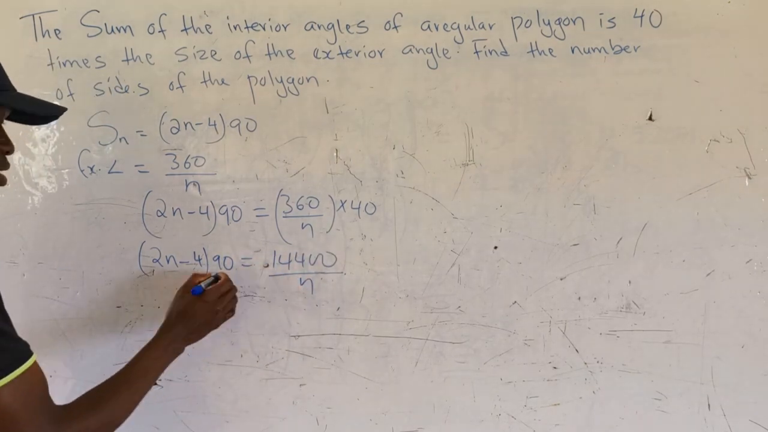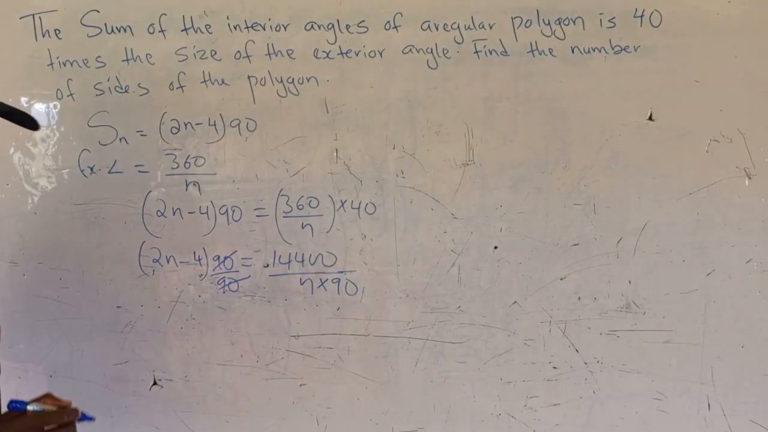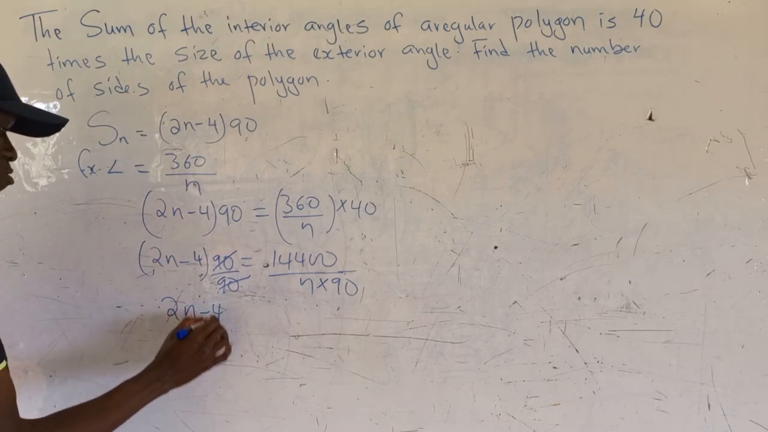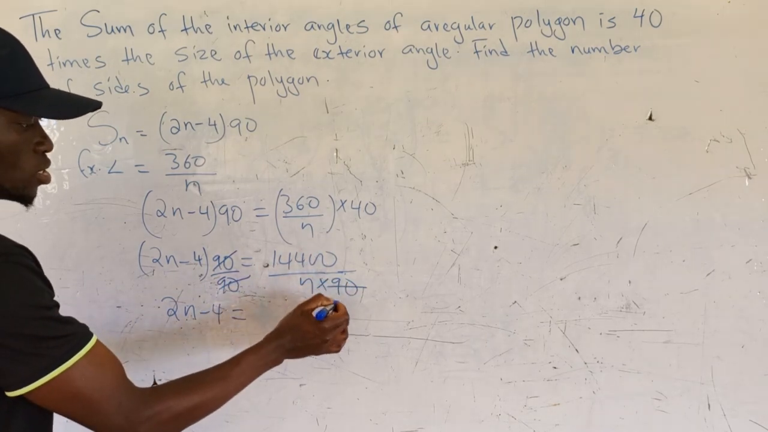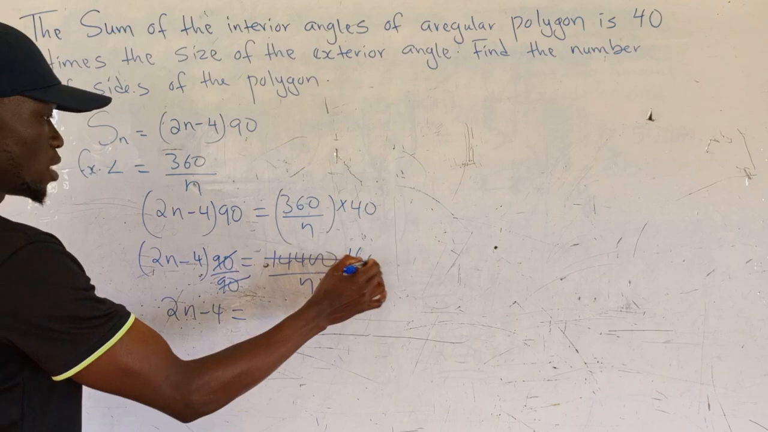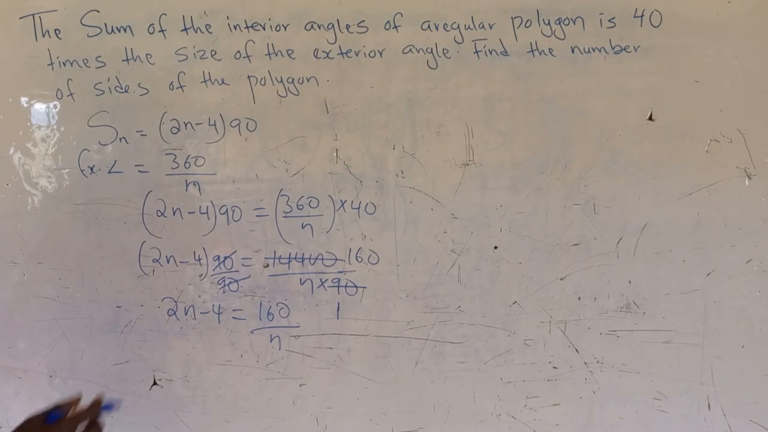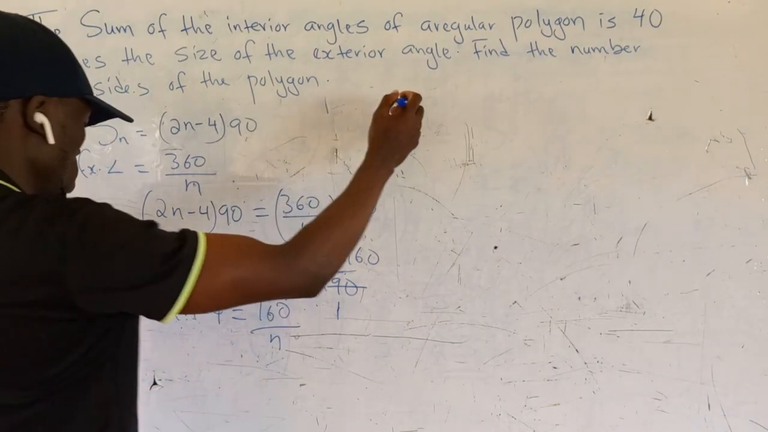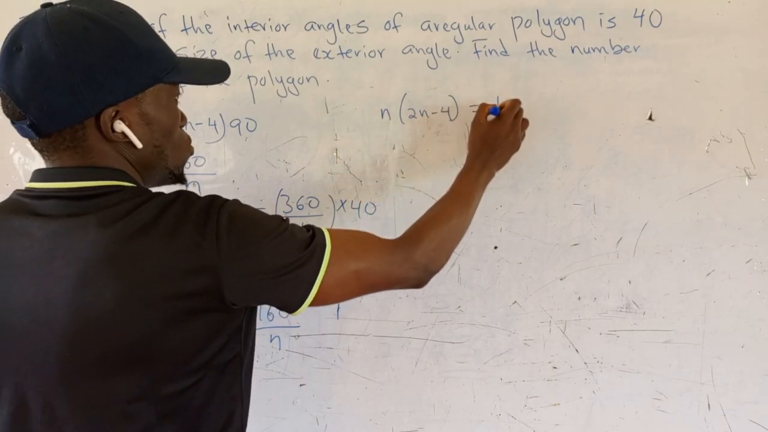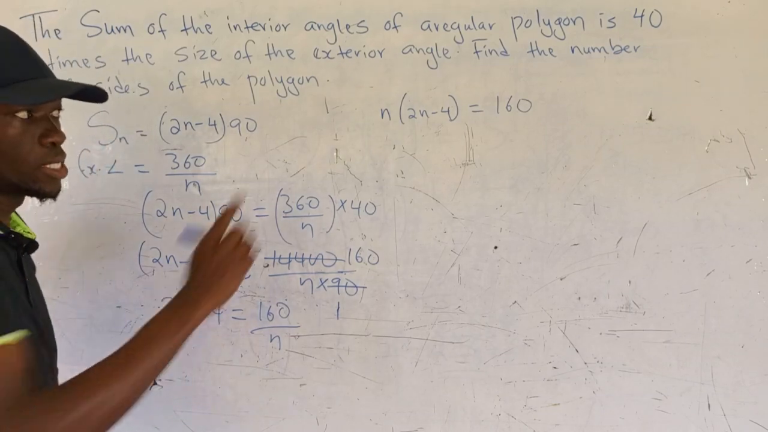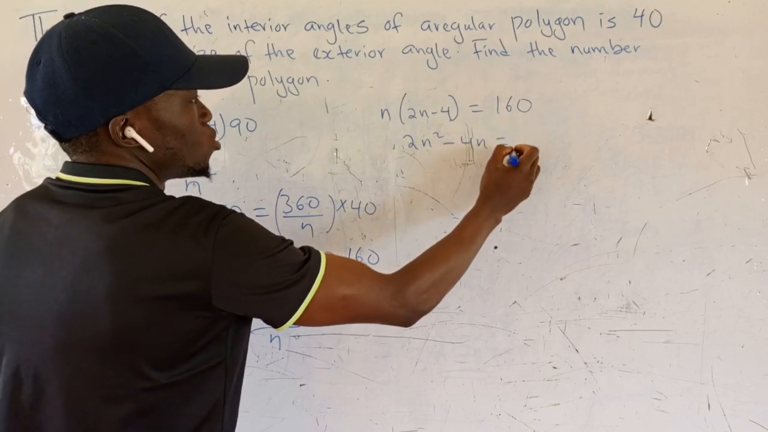So you can divide this side by 90 and also divide the other side by 90 so that we eliminate the 90 here. I'm going to have 2n minus 4 is equal to 160 divided by n. So if you multiply both sides by n, you're going to have n multiplied by 2n minus 4 is equal to 160. If you open the bracket, this will give us 2n squared minus 4n is equal to 160.